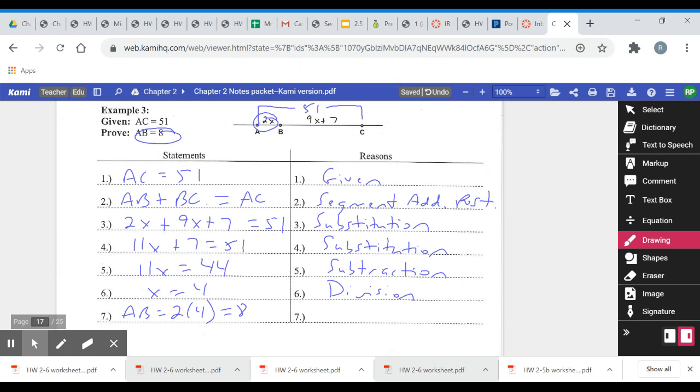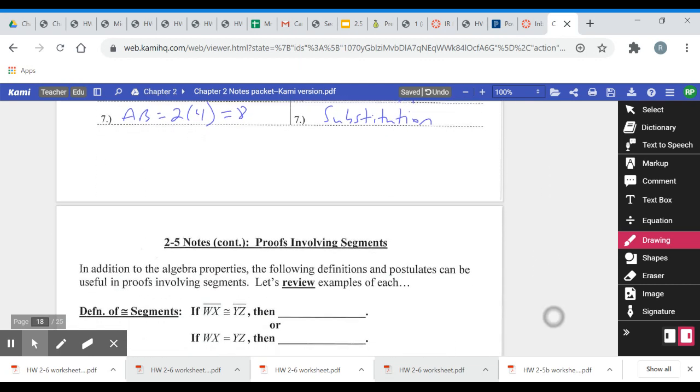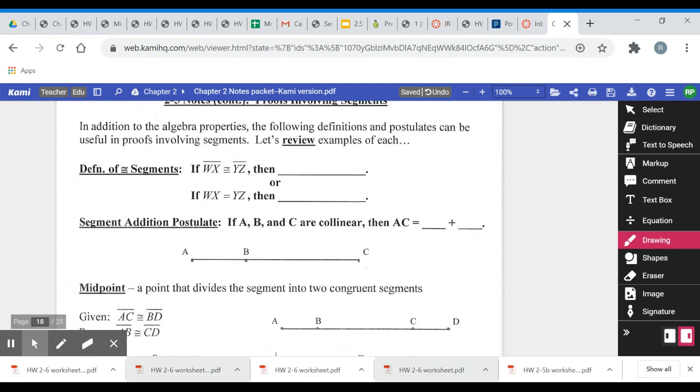You can write that as a whole separate line to say AB is equal to 8, but it's sufficient just to put what I have in number 7. And I'm kind of showing where I got that from. And again, this is not multiplication, even though I just multiplied 2 times 4. I did not multiply something on both sides, so that's why it's not multiplication. It would be substitution instead, because again, we're putting something different into something else's place. Okay. So from there, we've got 2 more proofs to do.